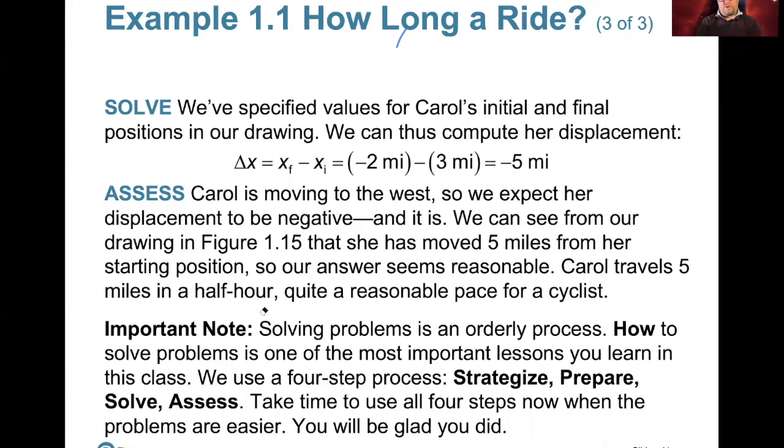Then we solved our problem, and we found that the displacement is -5 miles. Okay, then the last part, we need to assess. So Carol is moving to the west, so we expect her displacement to be negative. Yes, it was definitely negative. So she started east, moved west, and we got it negative. So that makes sense.